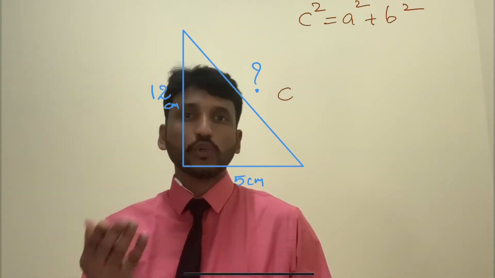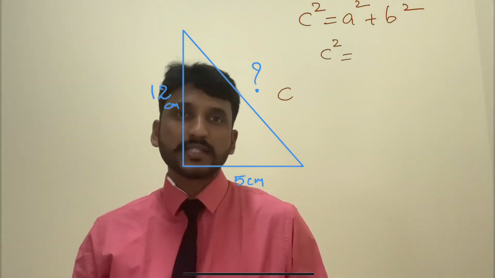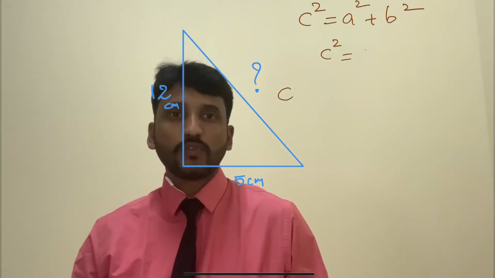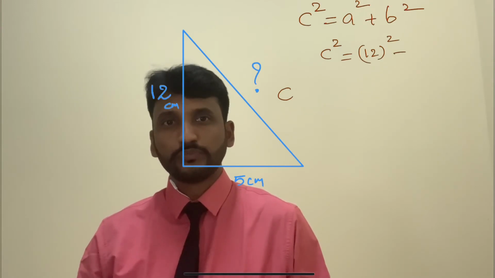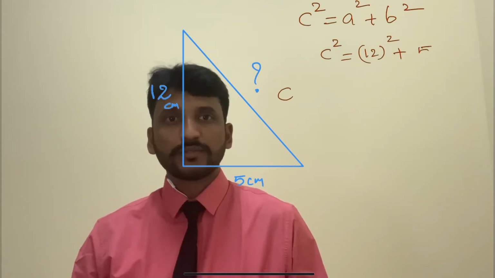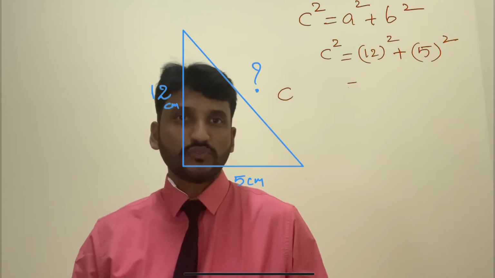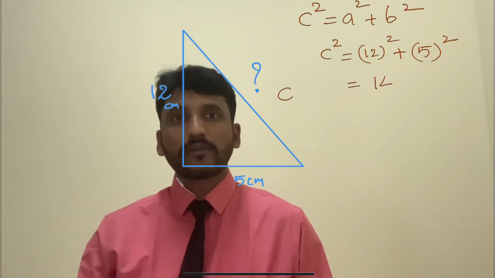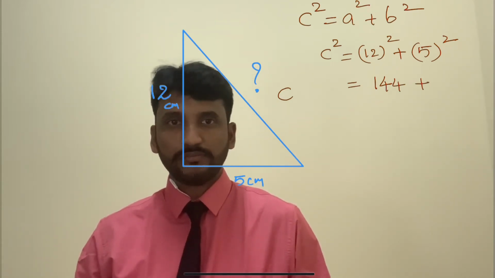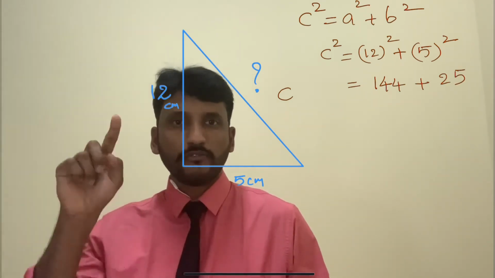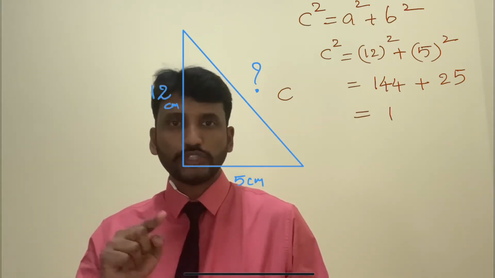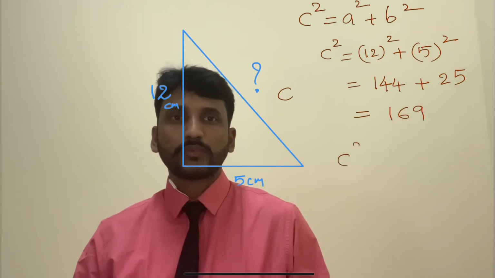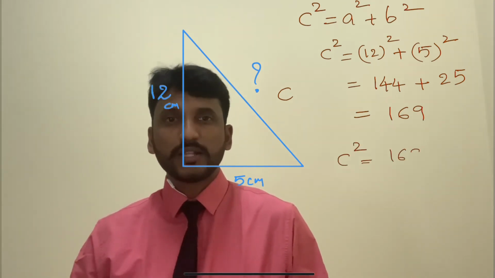You don't know what C is, so you will still name it as C square equals. Do you know A? Yes, that's the height, which is 12, so 12 square, plus B, the base square, which is 5 square. So C square equals 12 square, which is 144, plus 5 square, which is 25, which equals 169. So C square equals 169.